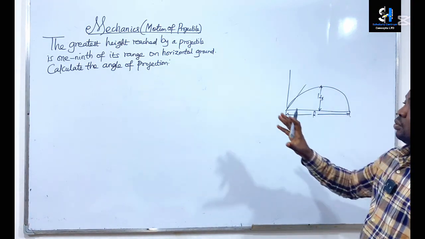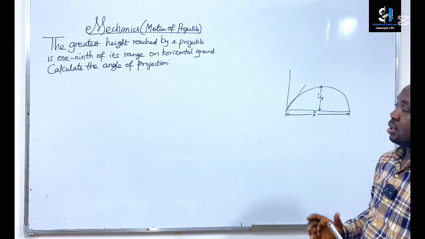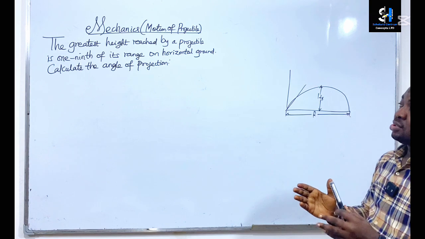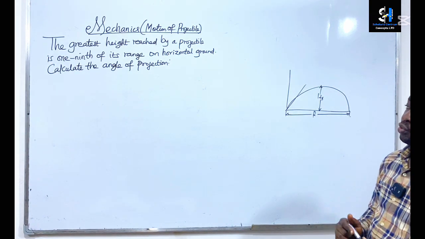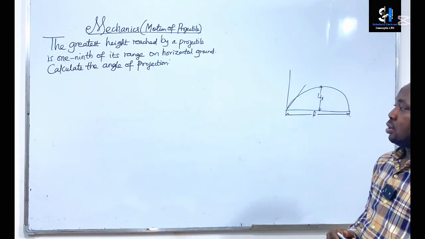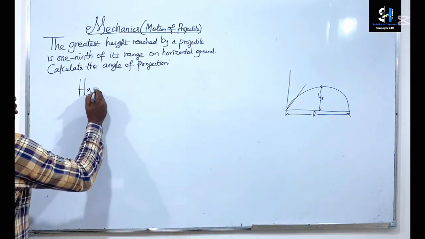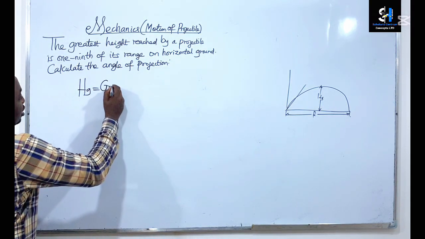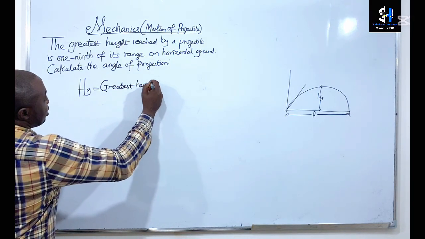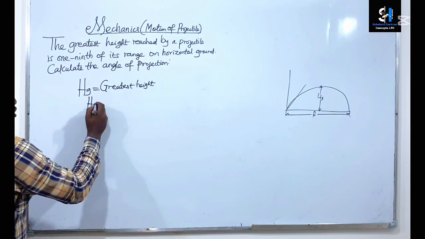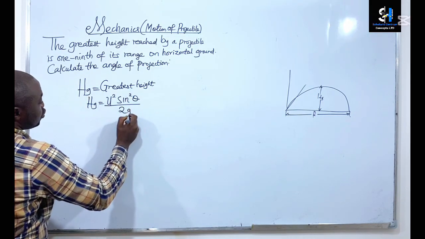In this case, we're going to first write the formula for greatest height and that of range. Then we set the equation, that is the formula for greatest height, equals 1/8 of that of range. All right, let's do that. For greatest height, let's designate it with h subscript g. The formula for greatest height is u² sin² theta over 2g.